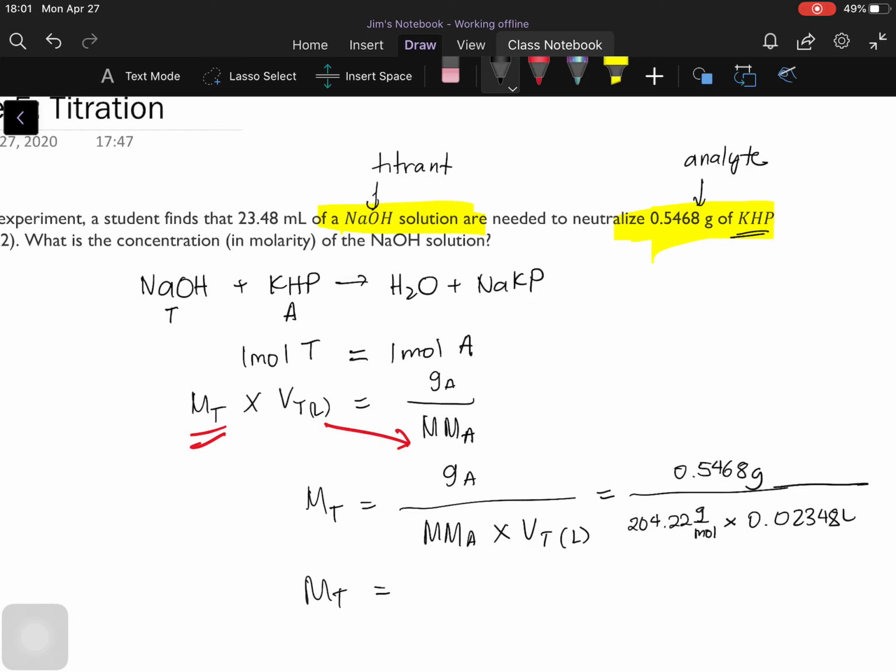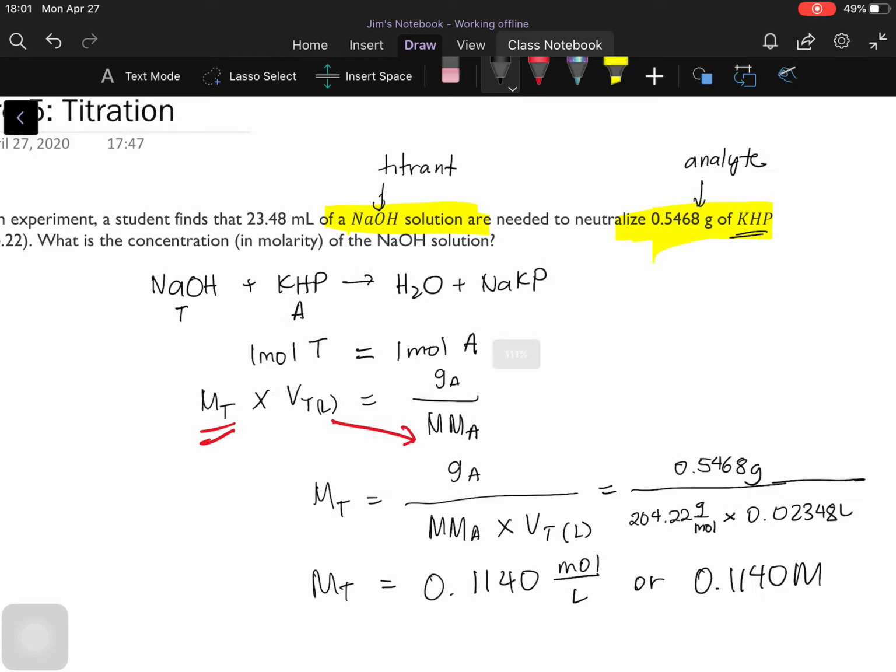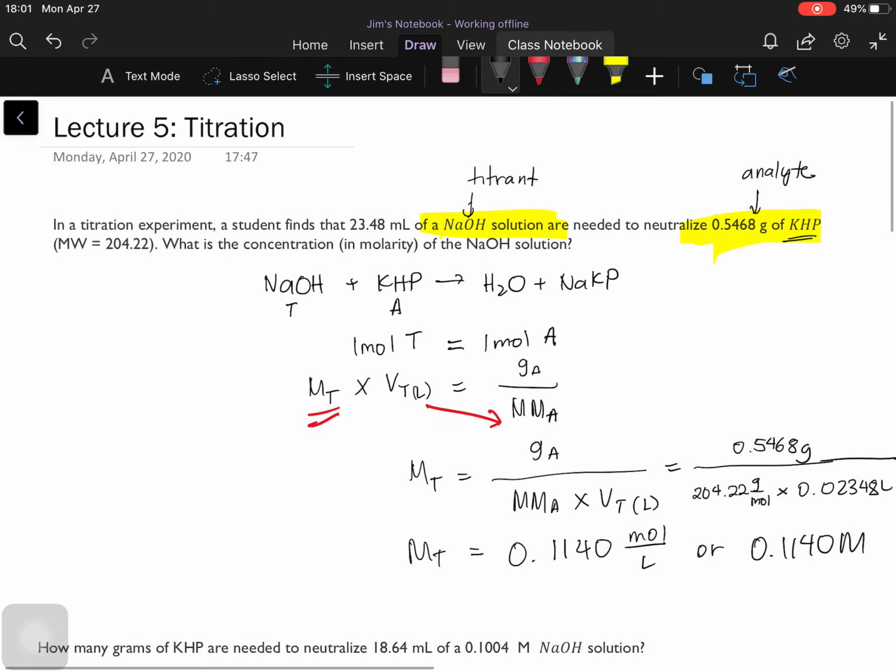0.5468 over 204.22 times 0.02348. So the molarity of our titrant is 0.1140 mole per liter, or 0.1140 molar. Okay, so that's our final answer for problem number 1. It's very easy.